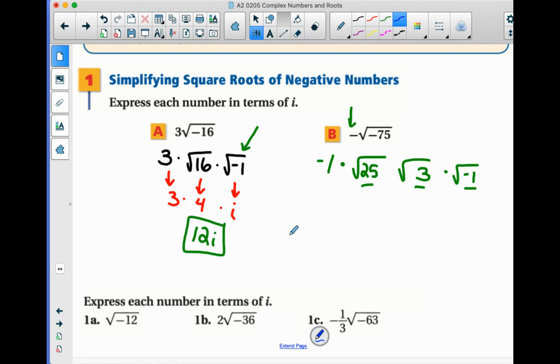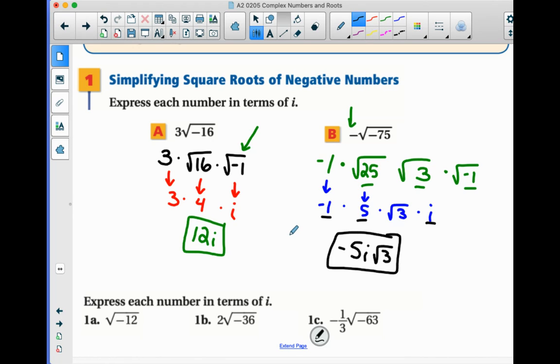So let's see. We bring down our -1. Square root of 25, we're going to call 5. Square root of 3, we can't do anything. Square root of -1, what do we call it? That's right, i. And then if we combine all our stuff here, we've got -1 times 5 is -5. We got that times i at the back, so -5i, and then our root 3.